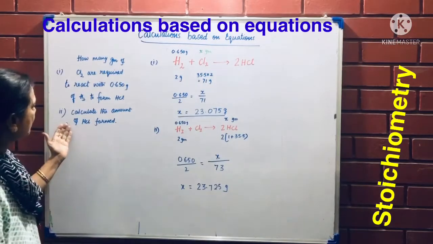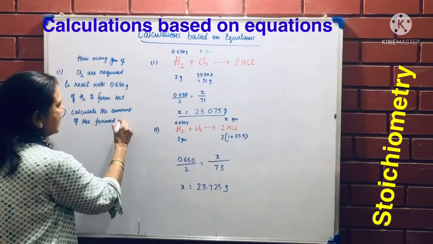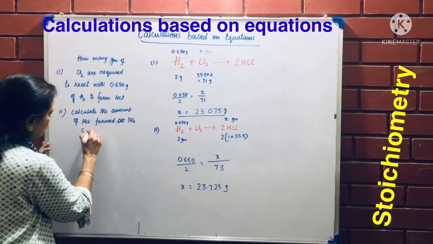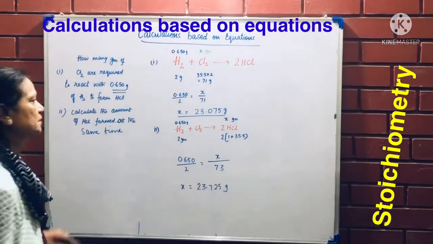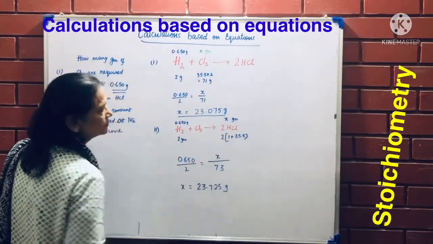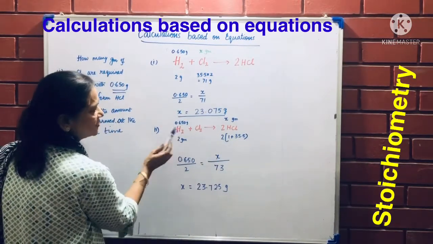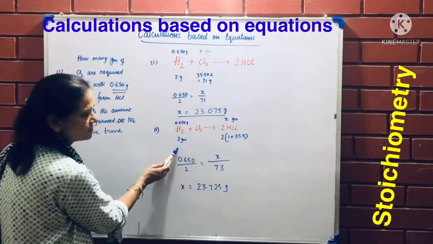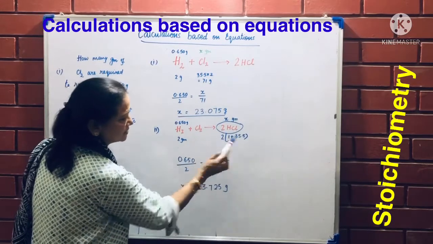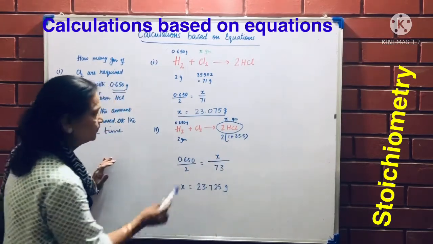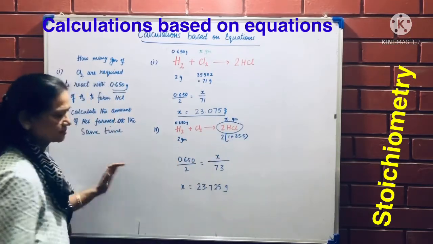Calculate X. Second part says calculate the amount of HCl formed. When nothing else is given, it means at the same time. At the same time means I'll have to use the same value here. So I'm finding amount of HCl formed. This is also in grams. So first 0.650 of hydrogen is already given, 2 grams below that. This is X, so molecular weight of HCl I'll have to find out, which is this. It's coming as 73. And this upon this is equal to X upon this value. So X you can calculate.